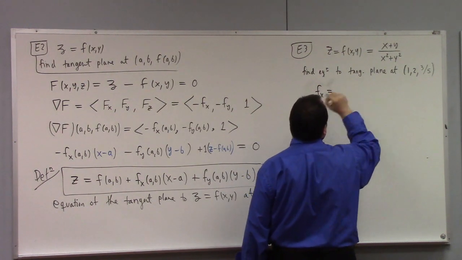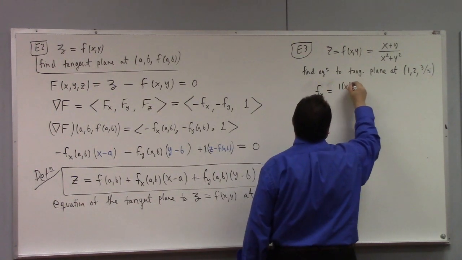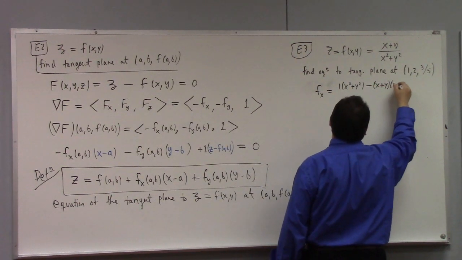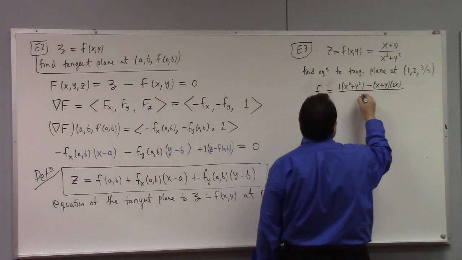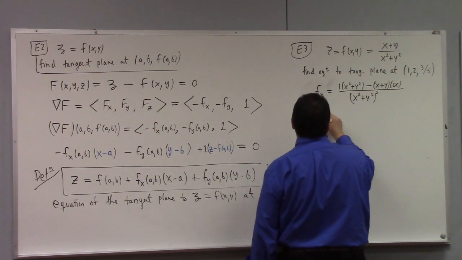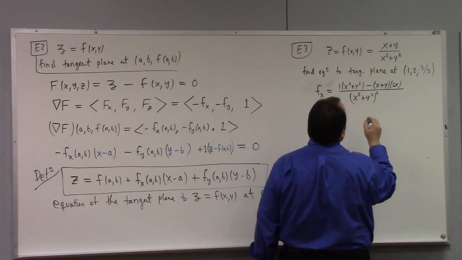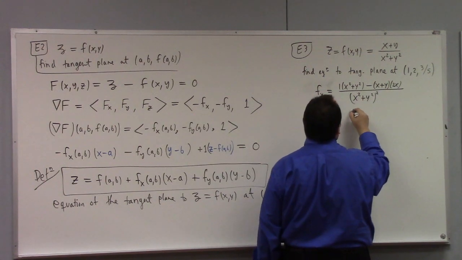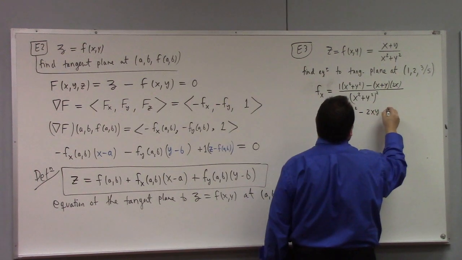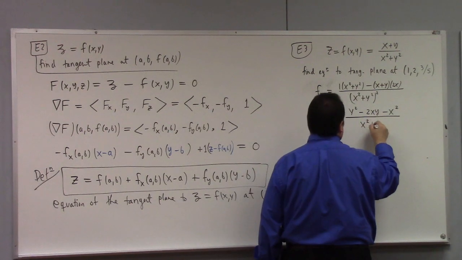It is 1 times x squared plus y squared, minus parentheses x plus y times 2x, divided by x squared plus y squared, squared. All right, so fx is actually equal to y squared minus 2xy minus x squared, divided by x squared plus y squared, squared.